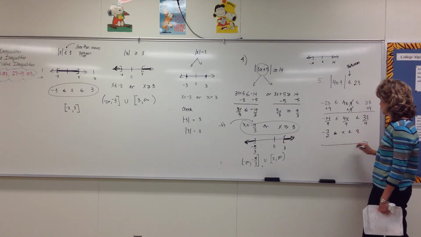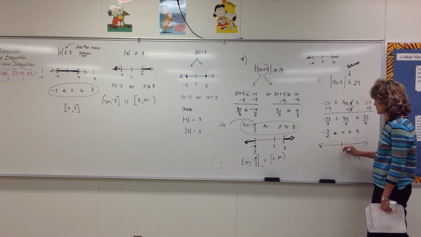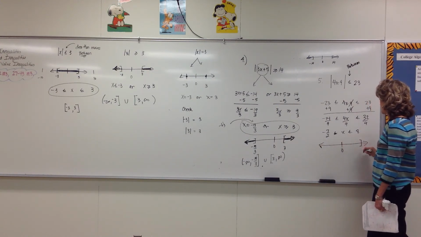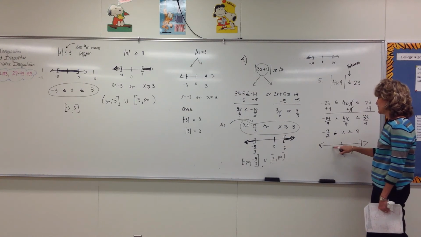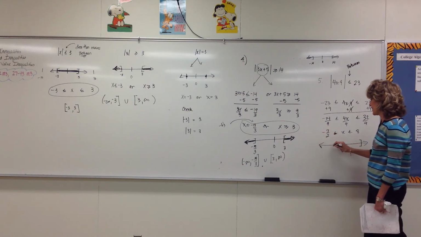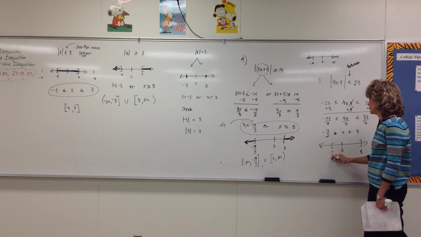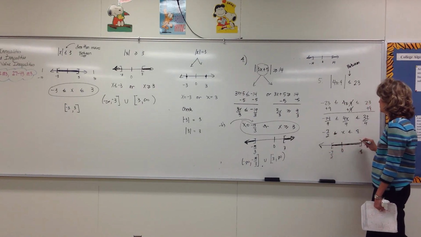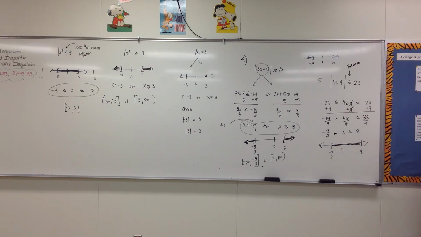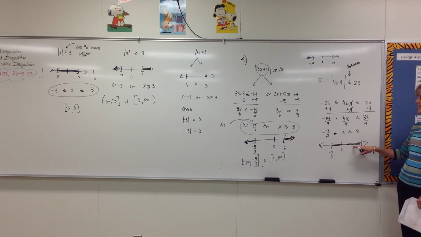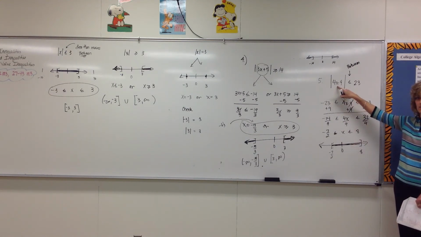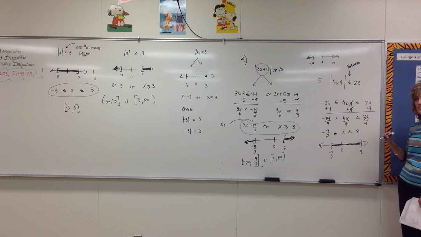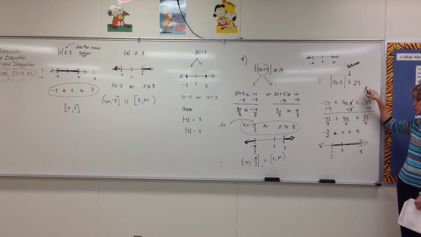So if we draw a picture of where to look, here's 0, up to and including 8. Negative 7 halves is negative 3 1/2. And everything in between. So if you pick something to test it, like say 5, 4 times 5 is 20. 20 minus 9 is 11. Absolute value of 11 is 11. Is 11 less than 23?